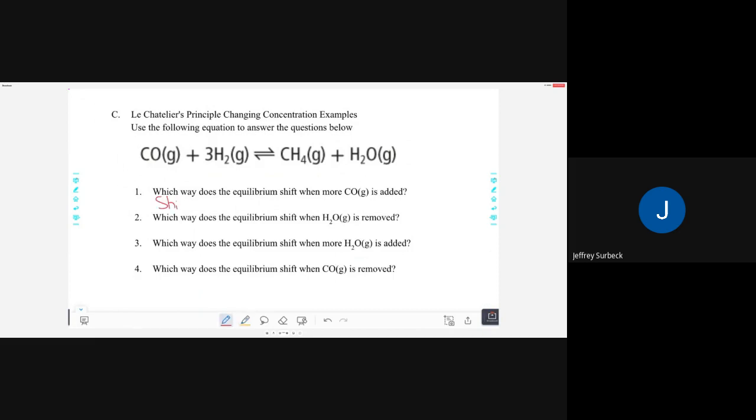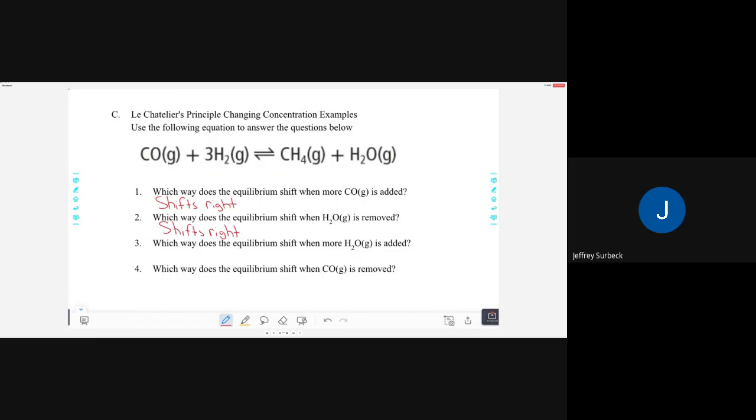So we add, it goes right, and we subtract, it goes to the left. Be careful, because I'll show you here in a second. Now, H2O is on the right. We take it away, or remove it. And because we're taking away or removing it, it's going to shift to the same side. So removing H2O also shifts right.